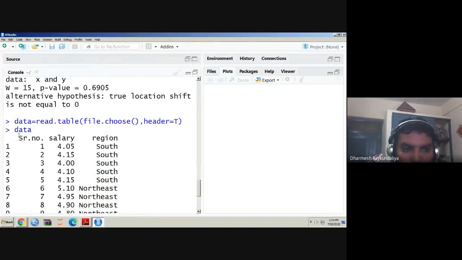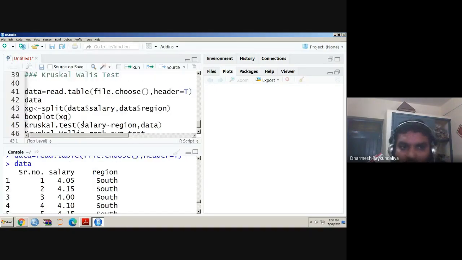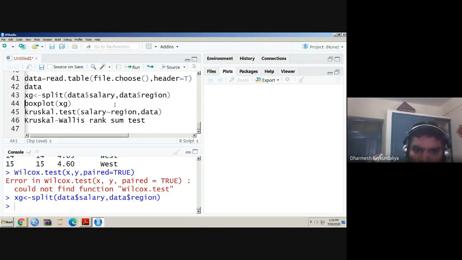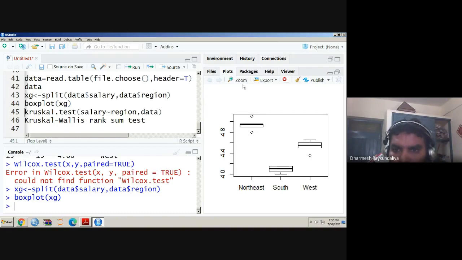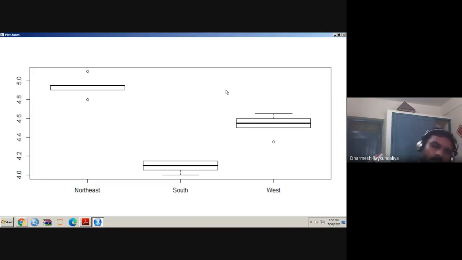The first case started from the second row because I have taken header equal to TRUE. Now I wish to draw the box plot. In the t-test we used the split command, so we can split the salary by the region, and when we make the box plot, what will you say from the box plot? Anyone? Outlier.